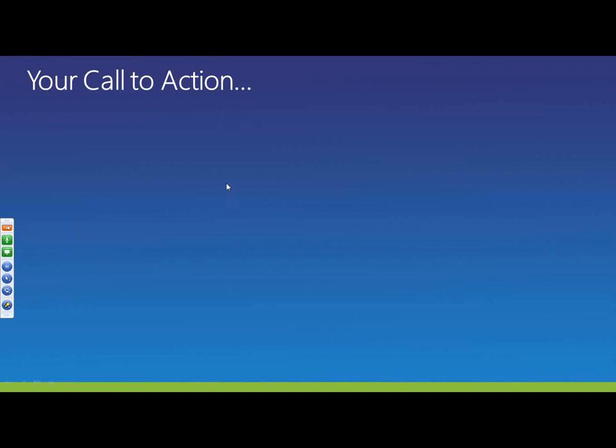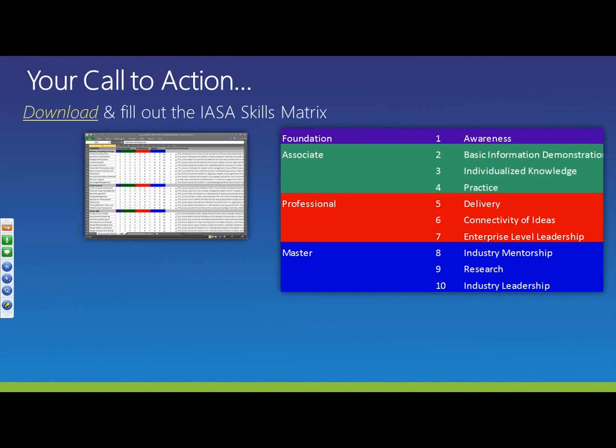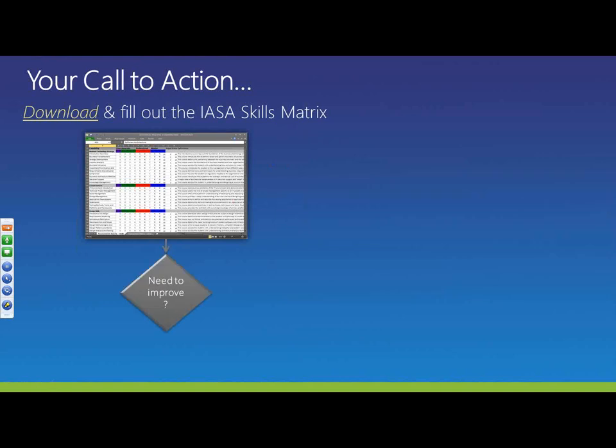So the thing to do is to download our Iasa Skills Matrix, and there's a link in the deck that will get you there. The Skills Matrix will give you a way of rating yourself against the 5 pillars. I think this is an old version, so I'll have to update the slide. We basically have a 4-number system now: 1 is foundation, 2 is associate, 3 would be professional, 4 would be master. You can rate yourself against the 5 pillars and the breakdowns of the 5 pillars to see your as-is state. Now, based on that, you can say, do I need to improve?